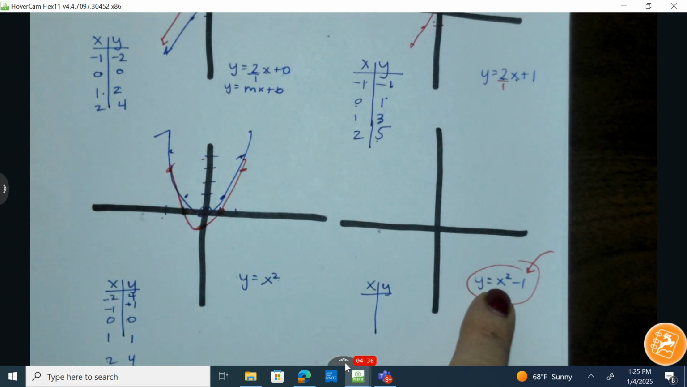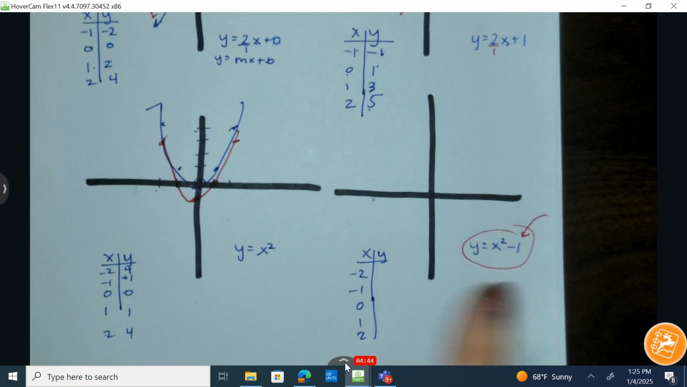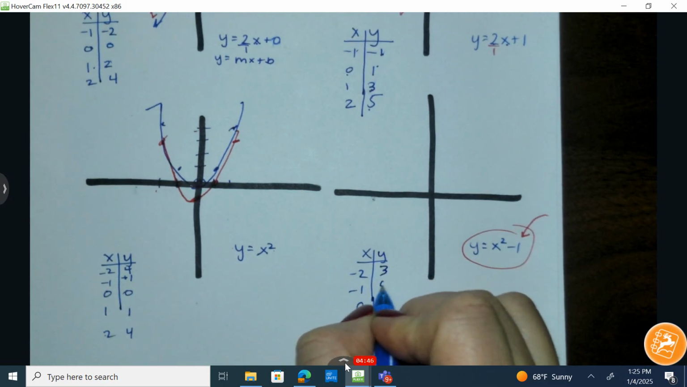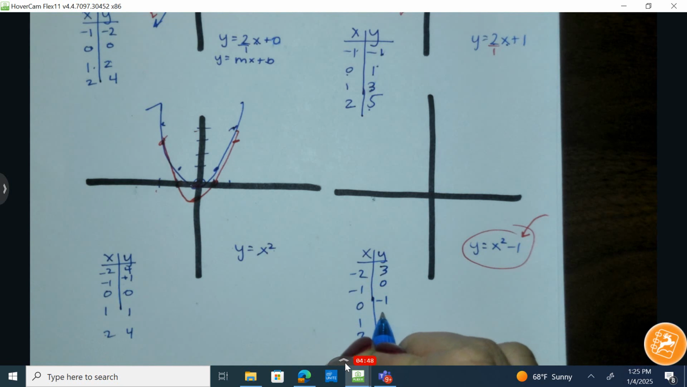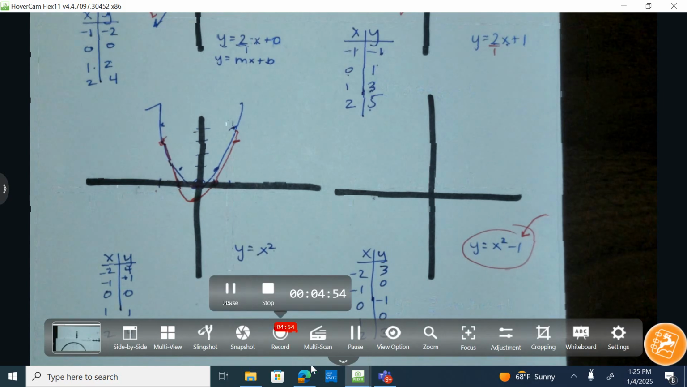And now this function would match this. Or if I came over here, I have -2, -1, 0, 1, and 2. I'm going to drop all of these down just 1 unit. So this goes to 3, 0, -1, 0, and 3. How can that apply to what we're going to do next?